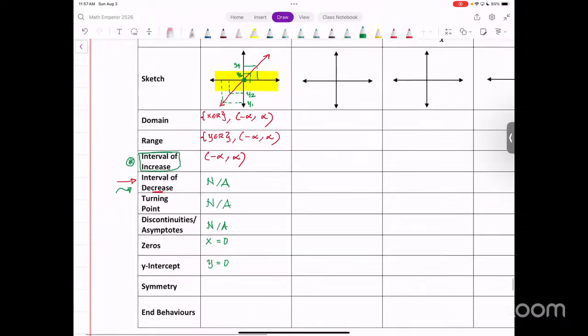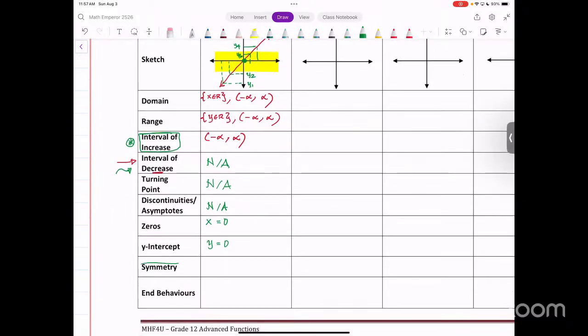Symmetry. We will talk about this a little later, but this graph is known as having point symmetry. Let me explain what point symmetry is. We can call it rotational symmetry. If you have a point (x, y) on the graph, and the same point is captured at (-x, -y), then we call the graph rotationally symmetric.